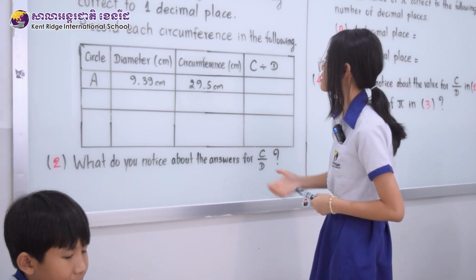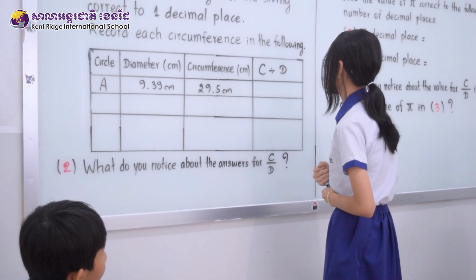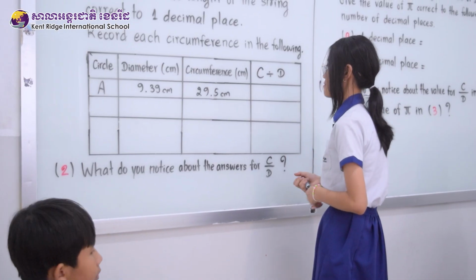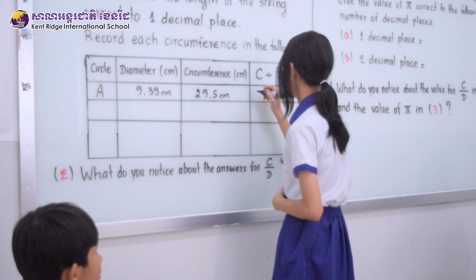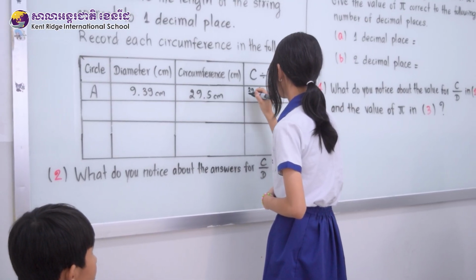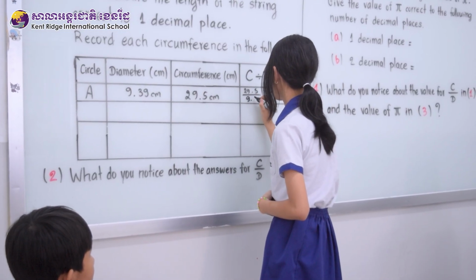After doing this, it says C divided by D. C is the circumference while D is its diameter. And it's telling us to find the ratio of the circumference to its diameter. To do this, they tell us to take the circumference, which is 29.5, divided by 9.39.